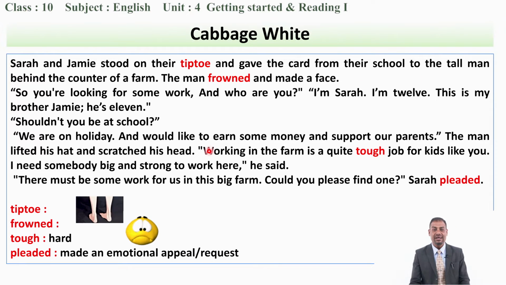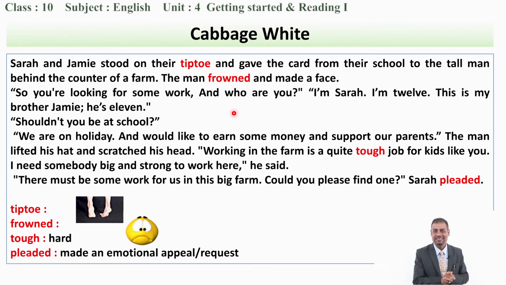Good job, dear students. Now, why do you think children like Sarah and Jamie visited the farm? What is the purpose? Yes, again you are right. They visited the farm looking for some work. Is it clear? And can you tell me how old they are, Sarah and Jamie? Yes, you are right again. Sarah is 12 years old and Jamie is only 11 years old. So, who is elder here? Yes, again you are right. Sarah is elder than Jamie. You are right, dear students. Now, what do you think? Do they go to their school?